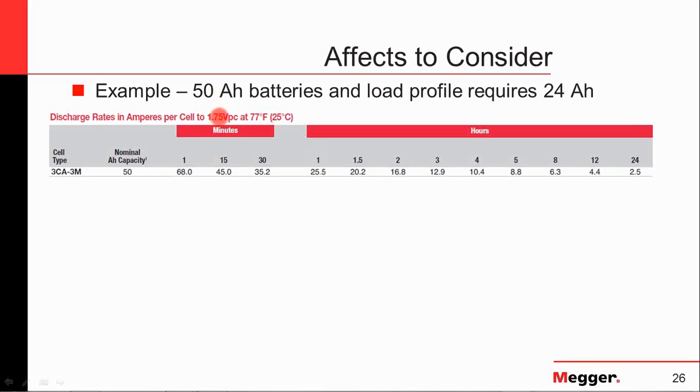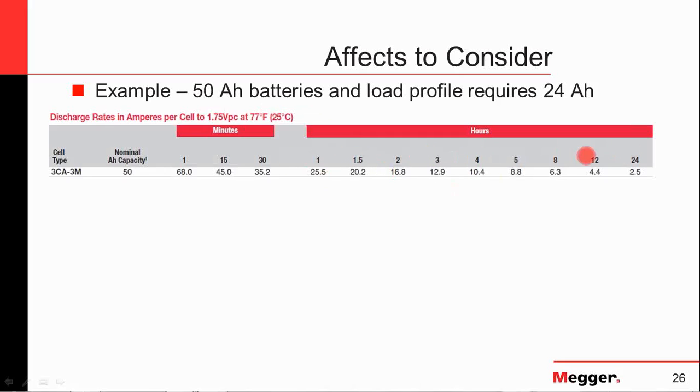I'm using 1.75 volts per cell at 77 degrees Fahrenheit. Mention that battery manufacturers will have various different types of volts per cell that you can use. 1.75 is very common. That's probably the most common. But they also might have 1.8, 1.85, or various different levels, and that will change these discharge currents here.